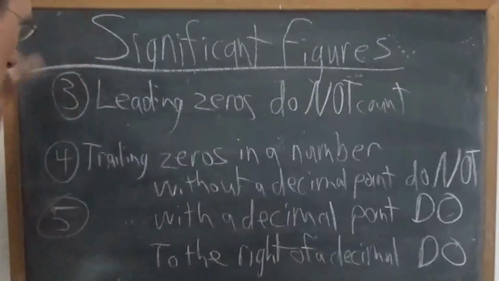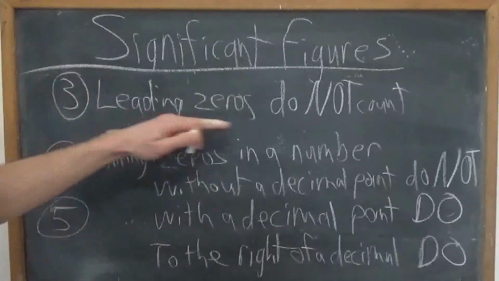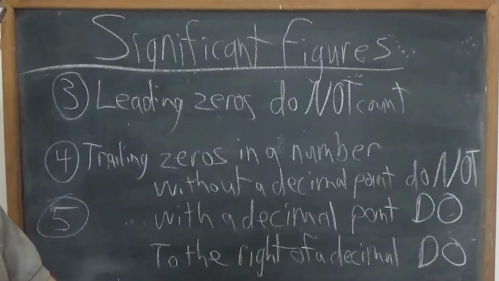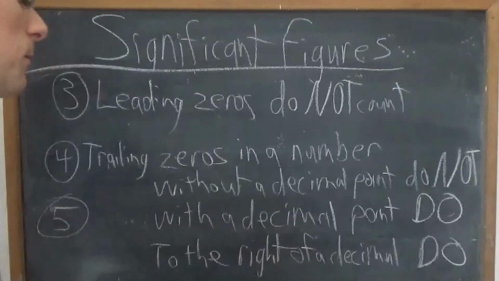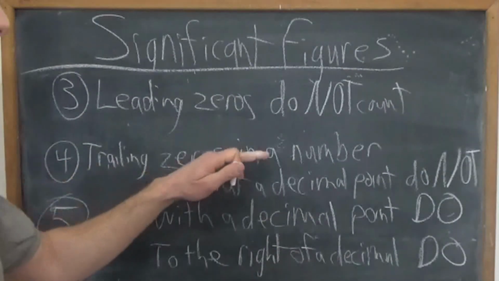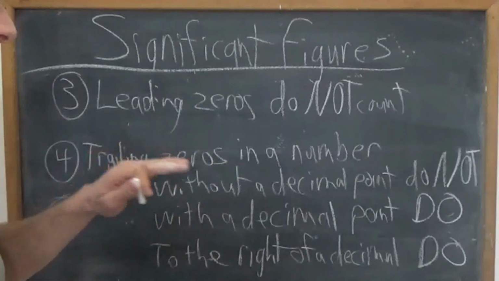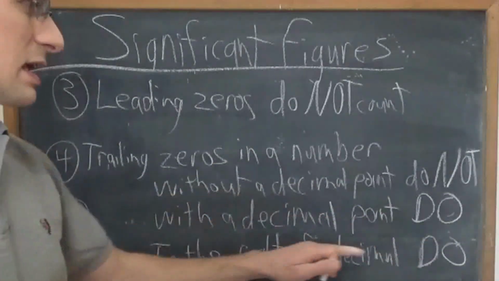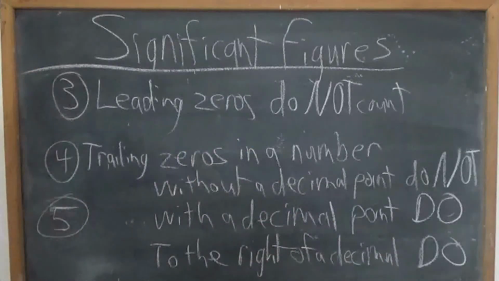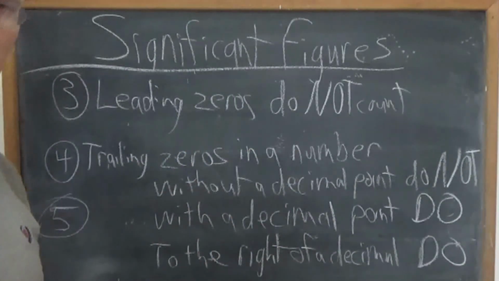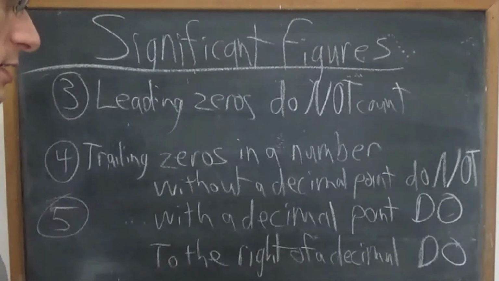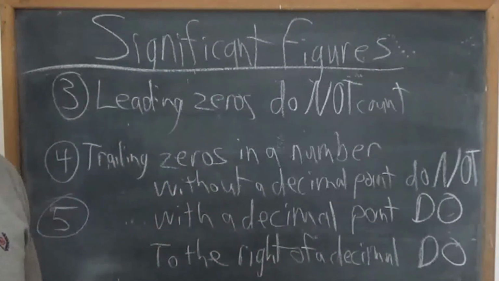So these 4 rules here: the leading zeros do not count, so those are the zeros to the left. Trailing zeros in a number without a decimal do not count. With a decimal, they do count. And if they're to the right of the decimal, they do count. So as long as there's a decimal point, you're going to be counting those trailing zeros.